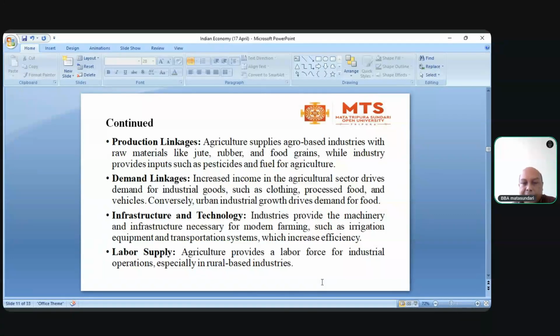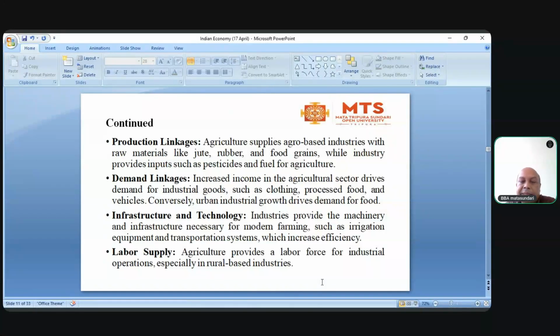Infrastructure and technology. It has been found that whatever technology is used by farmers in the agriculture sector is produced by the industrial sector. In this way, the industrial sector supplies technology and basic infrastructure for agricultural development. Labor supply. It has been found that the agriculture sector also supplies labor to the industrial sector.